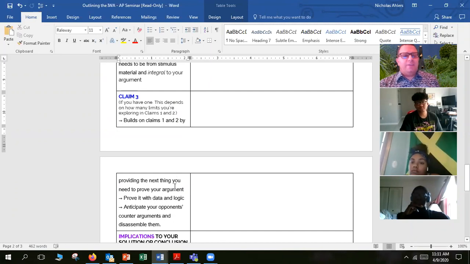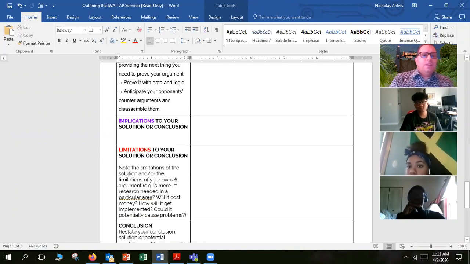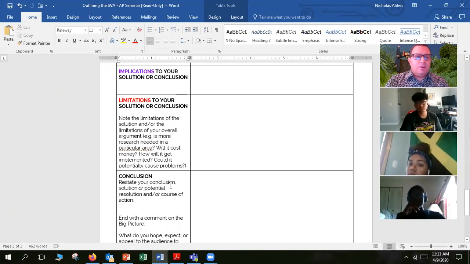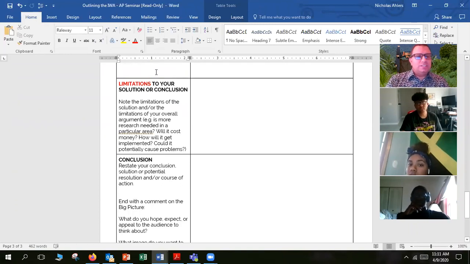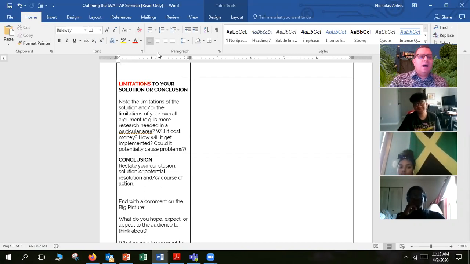Then after we finish with the claims, right, we get down here to our limitations. This is important too. These are points on that rubric as well, which is what are the limitations to your solution, okay? So what are some things that are going to prevent you? Maybe it's financing, okay? Maybe it's the public's desire. Maybe the public isn't ready for this sort of thing yet, okay? So what are the limitations?